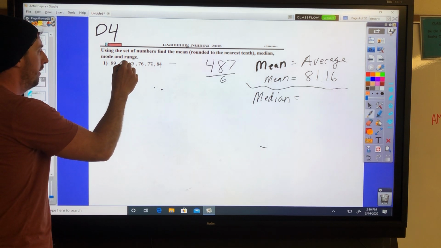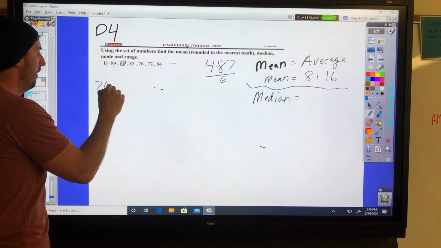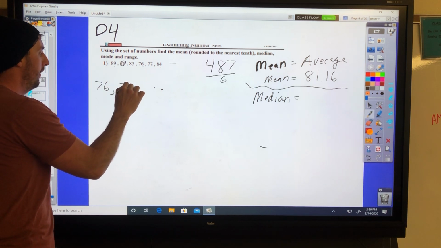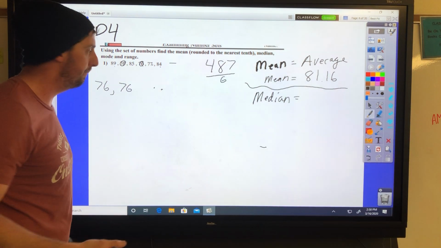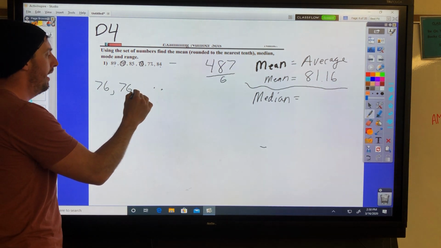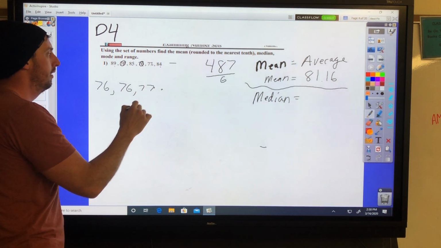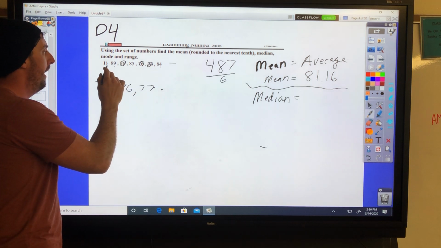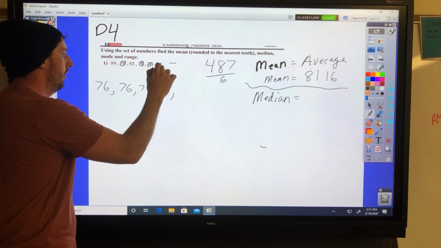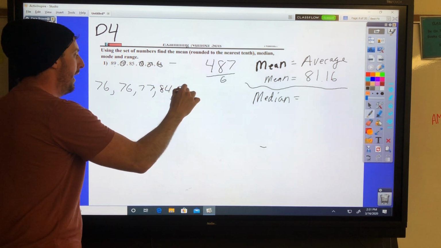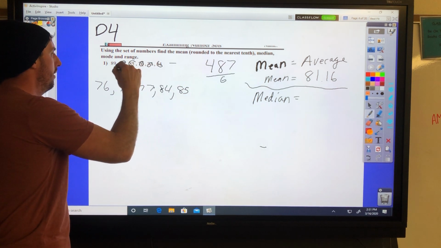I see that 76 is probably the smallest, followed by another 76. And I like to cross out or circle the ones I've already used. The next one in line is 77. I'll cross that one out. And I have 84. Cross that one out. I have 85 and 89.